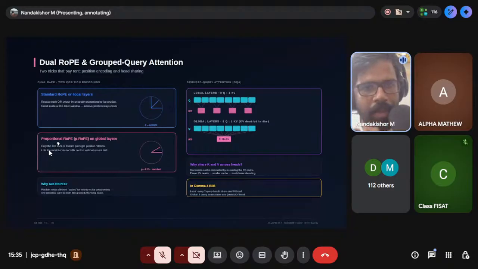Proportional RoPE, or p-RoPE, on global layers: only the first 25% of feature pairs get position rotation. This lets the model scale to 128K context without positional drift. Why two RoPEs? Position needs a different scale for a nearby token than for a far away token. One encoding can't be both fine-grained and long range.